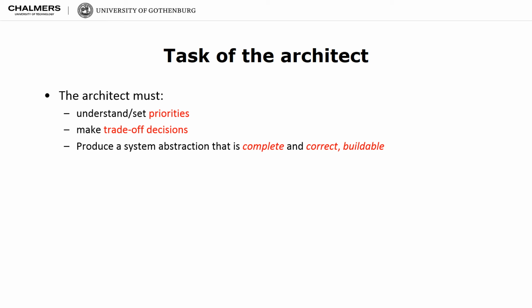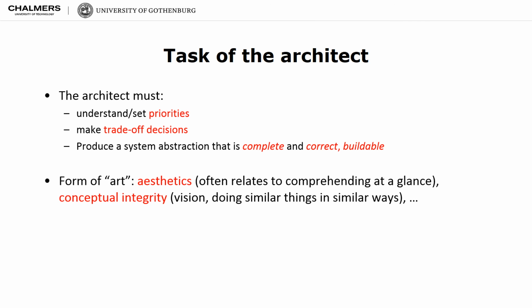In doing all of this, you could say that the architect is also a bit of an artist. Whatever representation he comes up with must be beautiful in a way, so that it is easy to comprehend at a glance. The beauty of an architecture can also be assessed by looking at conceptual integrity. The notion of conceptual integrity consists of the fact that things are done in a similar way in various corners of the architecture. There should be one underlying vision about the mechanisms that are used for handling things in a uniform manner.